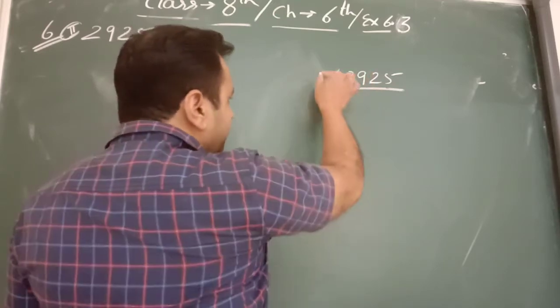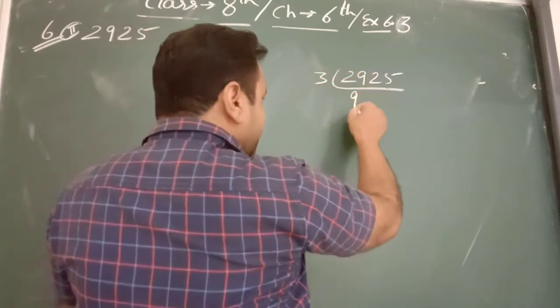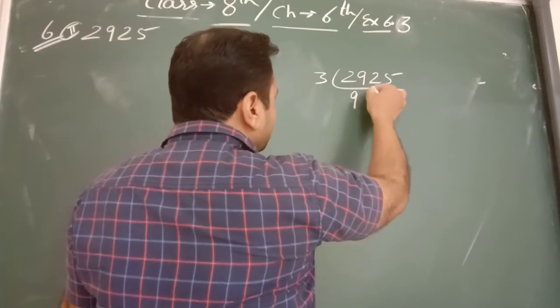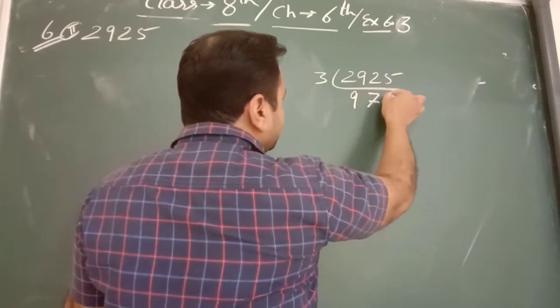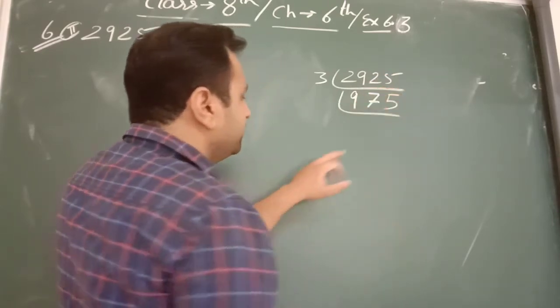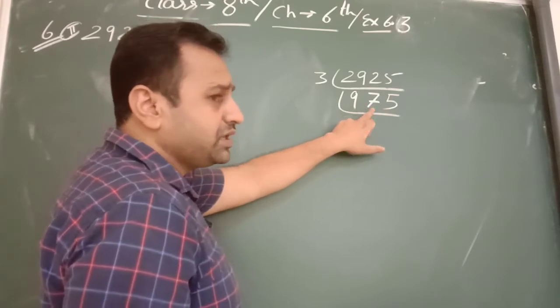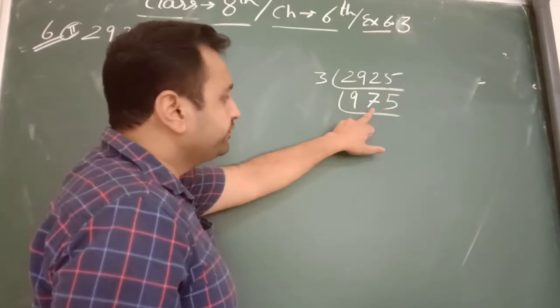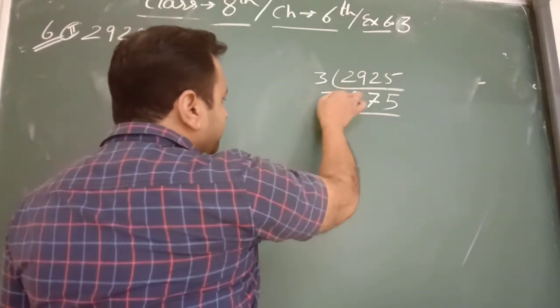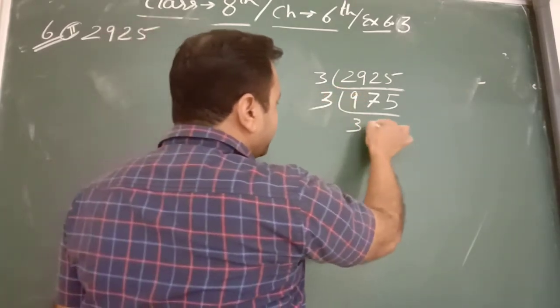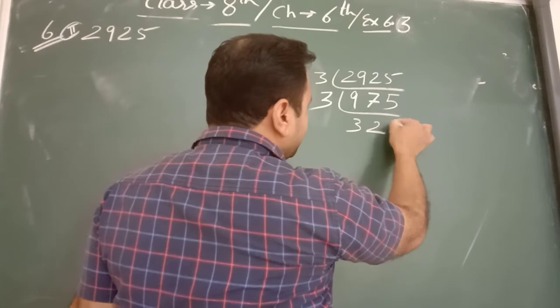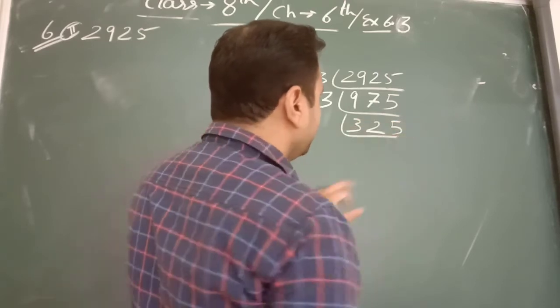Obviously divisible by 3. 3 9s are 27, 3 2s are 6... 3 7s are 21, 3 5s are 15. Again, sum of the digits: 9 plus 5 is 14, 14 plus 7 is 21. So it is again divisible by 3. 3 3s are 9, 3 2s are 6, and 3 5s are 15.